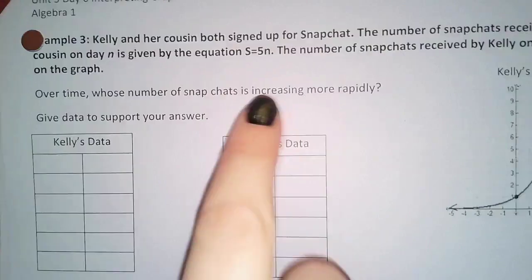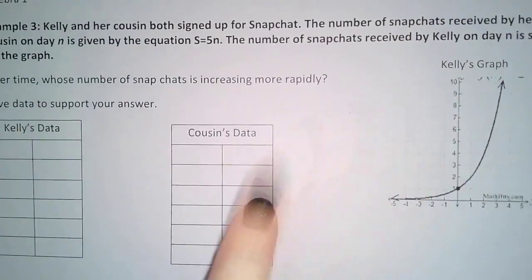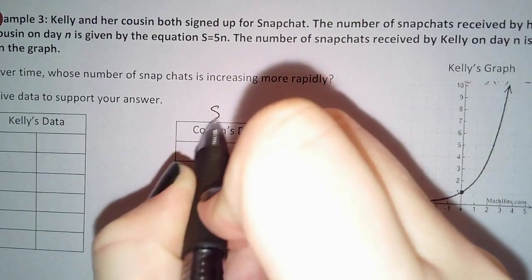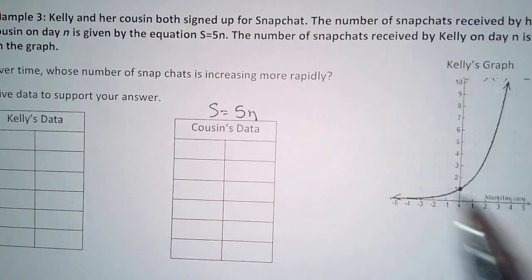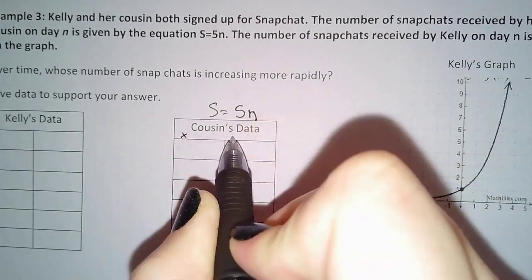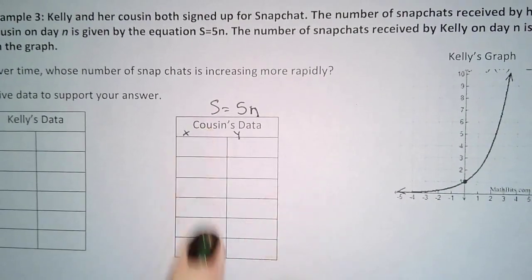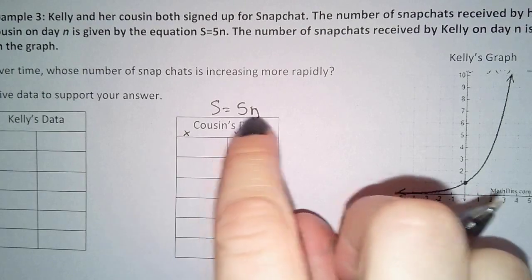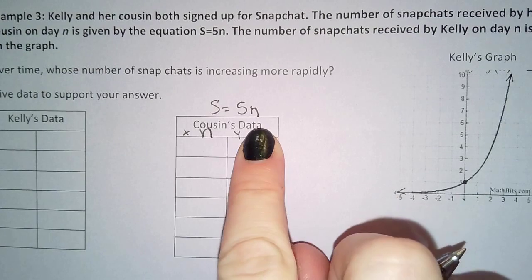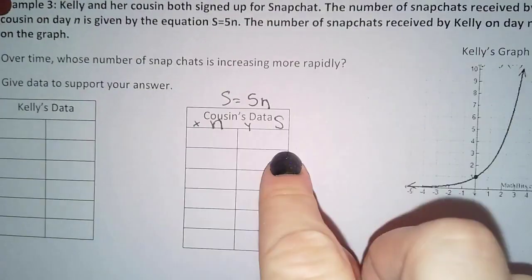Okay, so let's go ahead and use, which one's Kelly? Kelly's the graph, so let's go ahead and find the cousin's first. So the cousin's equation is S equals 5N. So we're going to make this our X and this one our Y. What's X represented as? N. So this is really N. And instead of Y, we have an S. So you may see it labeled as N and S in the future.